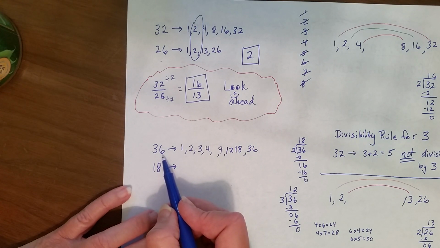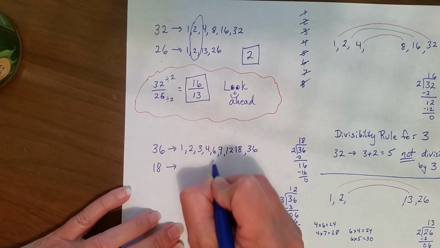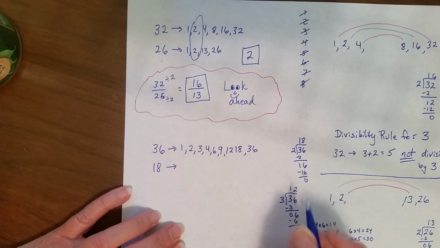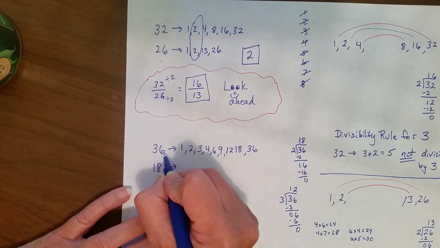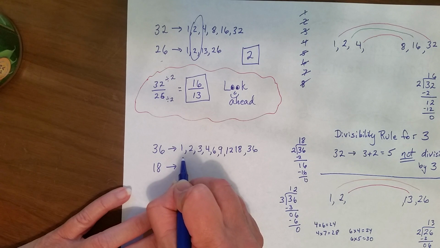Is it divisible by 6? Yes, because we know 6 times 6 is 36. So I'm going to squeeze that little 6 in there. And I don't have to write it twice, because it's 6 times 6. And then, is it divisible by 7? No. Is it divisible by 8? No. And then we're back to 9. So that's the complete list of factors.